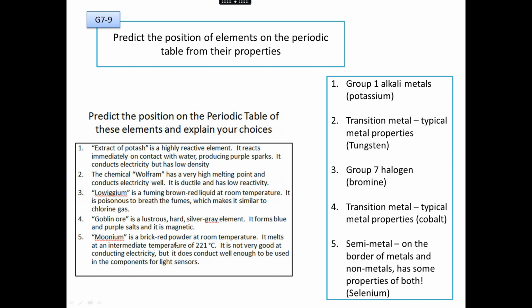And this one's a hard one. It's got an intermediate melting point, so it's not quite like a metal, not quite like a non-metal. It's not very good at conducting electricity, but it can conduct. And this is a bit of a tricky question. It's a semi-metal, right on the border of metals and non-metals. In fact, selenium has these properties.